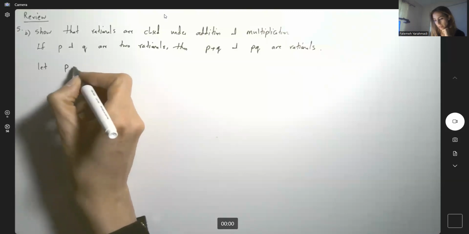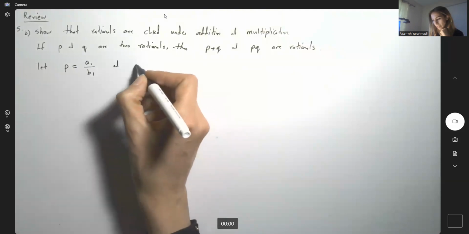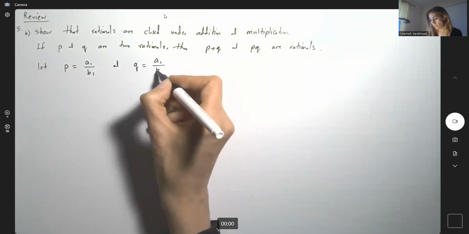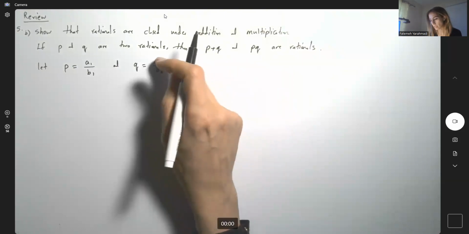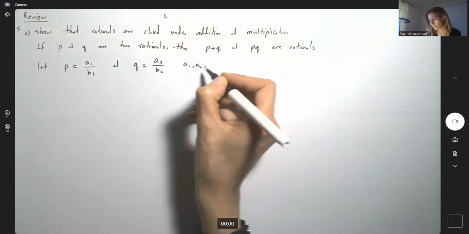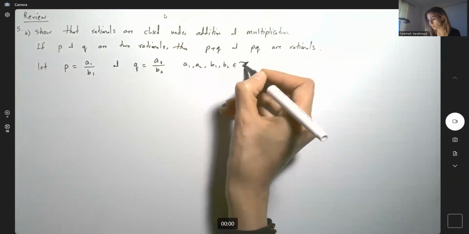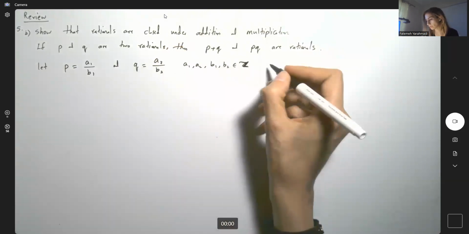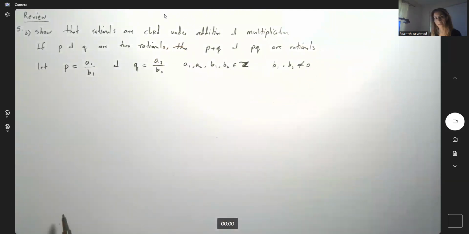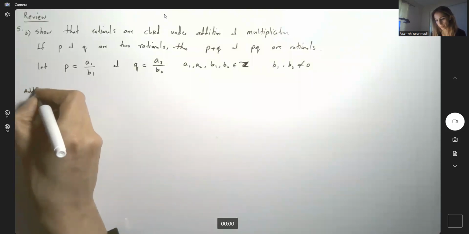Let P be A1 over B1 and Q, as we defined rational numbers, A2 divided by B2, and note that these numbers A1, A2, B1, and B2 are all integers, and the denominators are not zero. B1 and B2 are not equal to 0. First, we're going to add these together for addition.